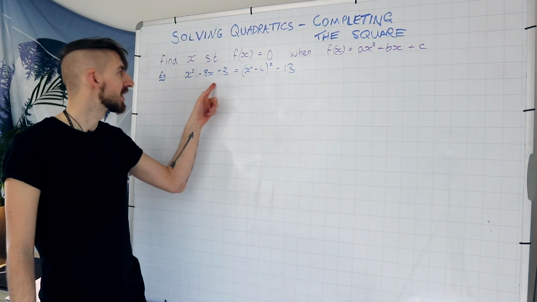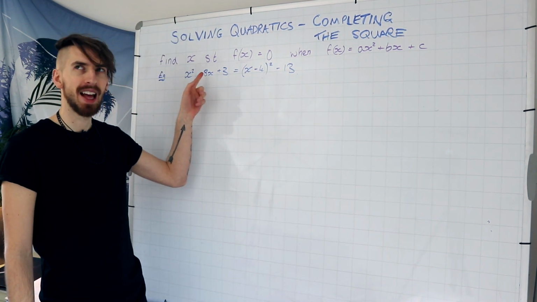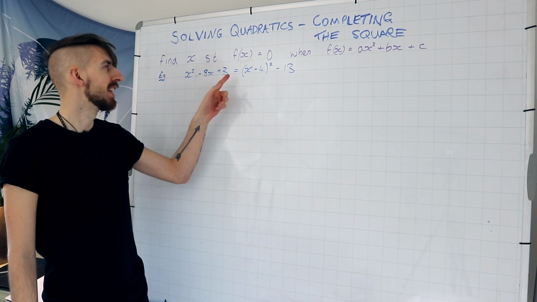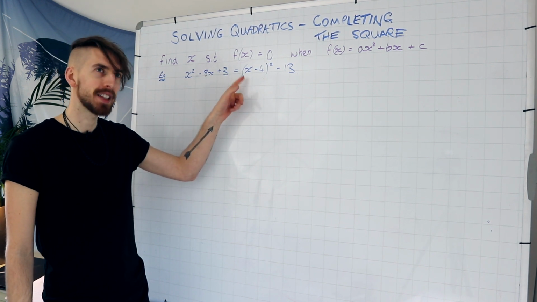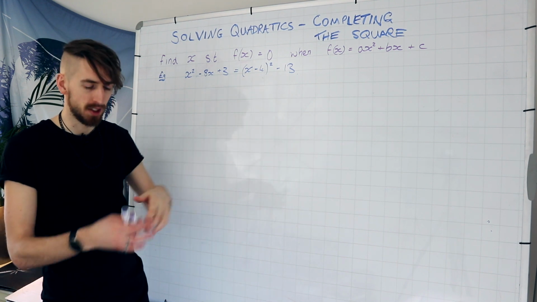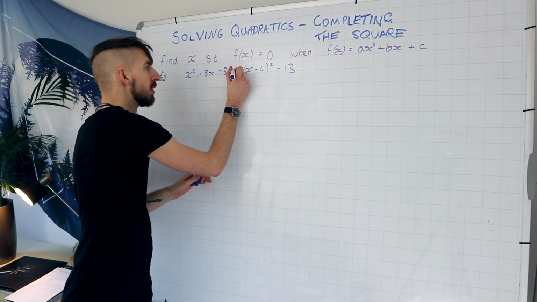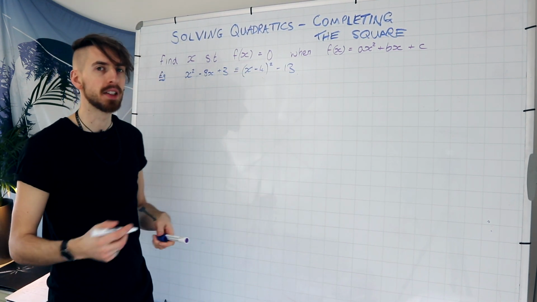We've got our quadratic, x squared minus 8x plus 3 is equal to (x minus 4) all squared minus 13. Actually, it's equivalent to, because it's always identical to.